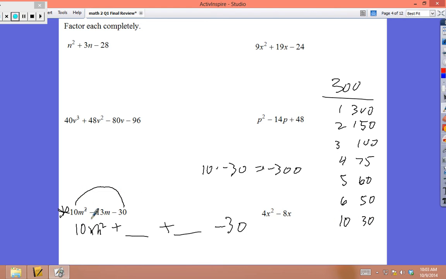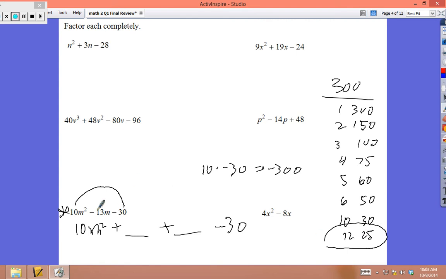Okay, I gotta get a 13. So I don't think we got a 13 out of anywhere. So this one's kind of nasty. 300 divided by 12. 12 and 25. Okay, I think we can make it with 12 and 25.